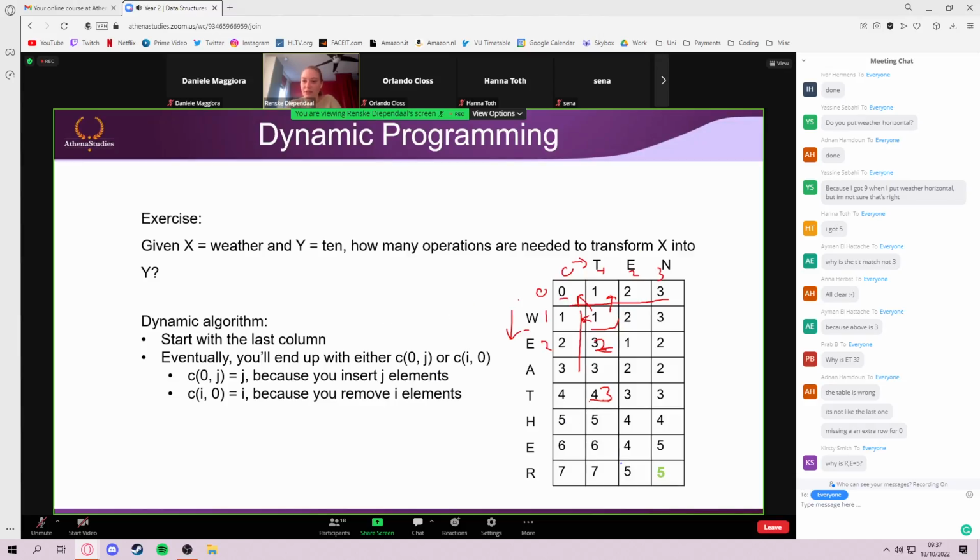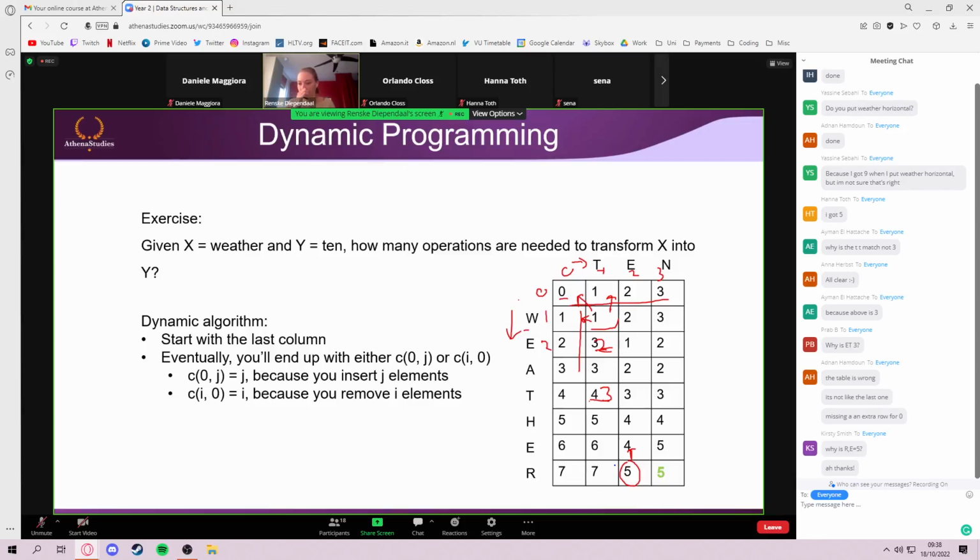Why is RE 5? This one? Right, so for this one we do have a 4 over here. So that's the minimum, and they don't match, so we do +1. All right, so sorry about the mistakes in this table. It was very late when I made this, but I hope the algorithm is clear, the steps you need to take.